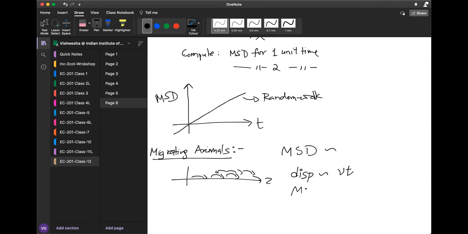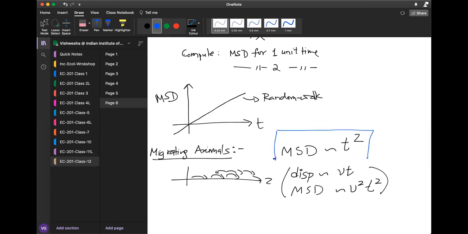And therefore MSD, which is the square of this, will be v squared t squared, right? So MSD will be proportional to t squared, which is a reasonable approximation for migrating animals. Do you agree? Which is sort of almost entirely non-random, right? It's a directed motion. Yes.